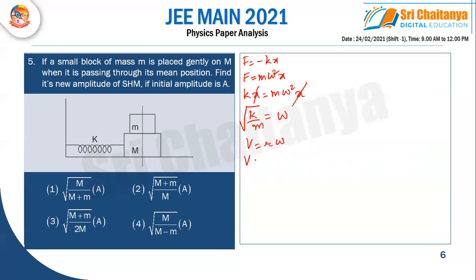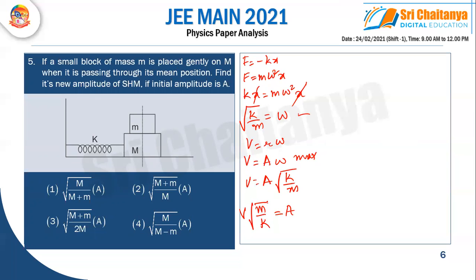So V max will be amplitude times omega, since I've taken amplitude into omega. This is about the maximum velocity I'm speaking of, because at the mean position it will have maximum velocity. So I'll substitute the omega value. Now I get V equals A into root K by M. I have substituted the above equation, so now amplitude will be velocity into root of M by K.